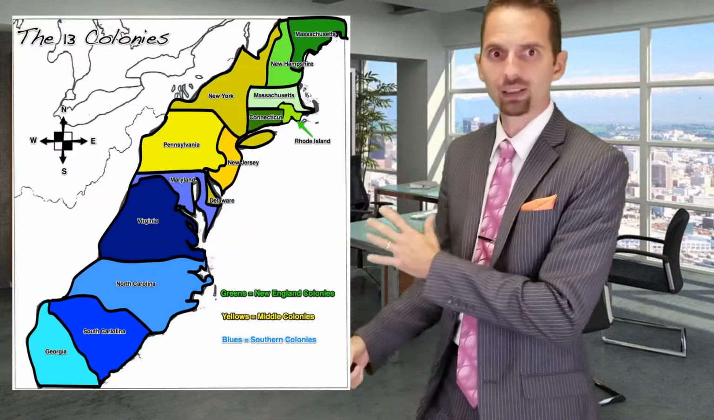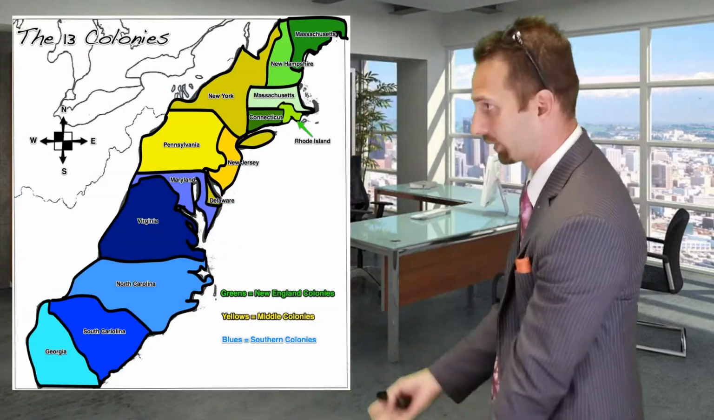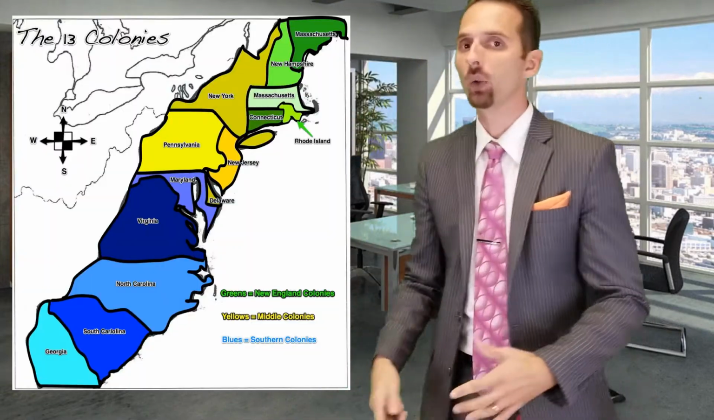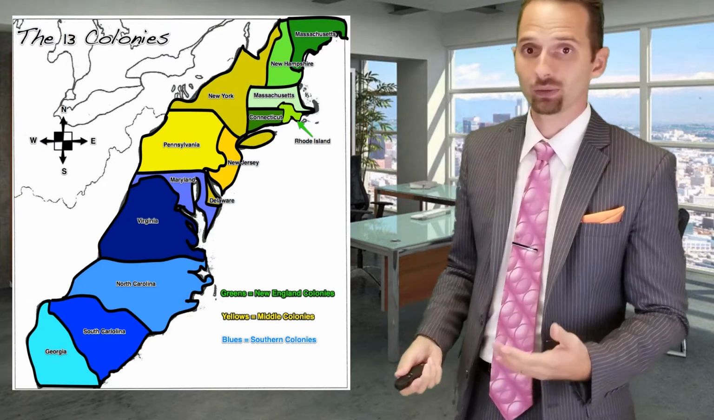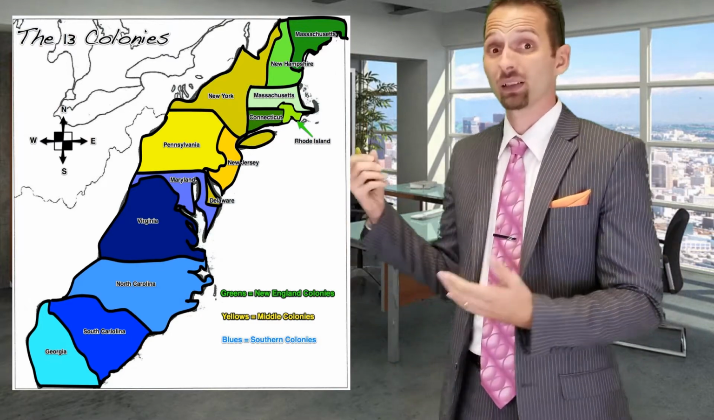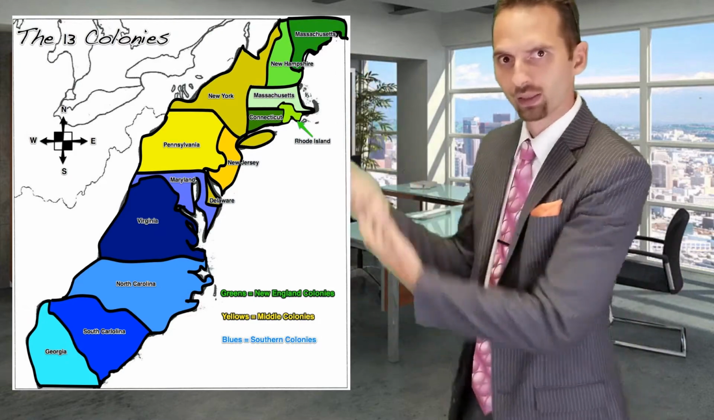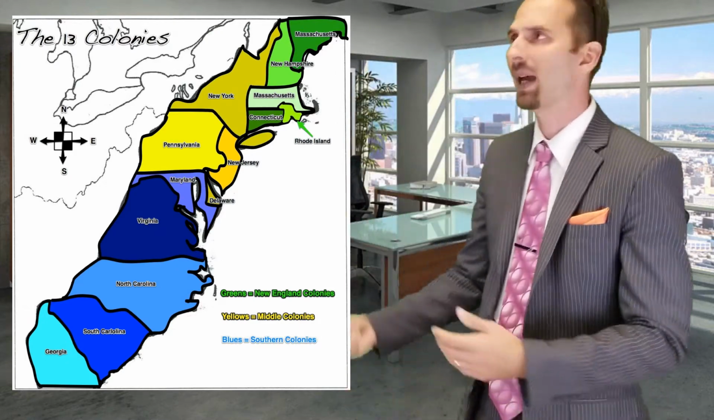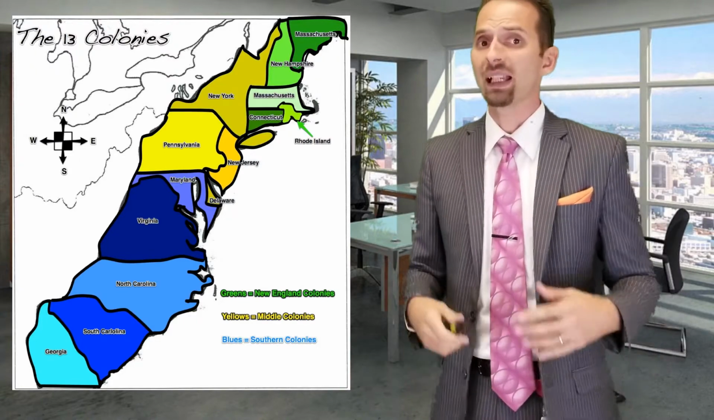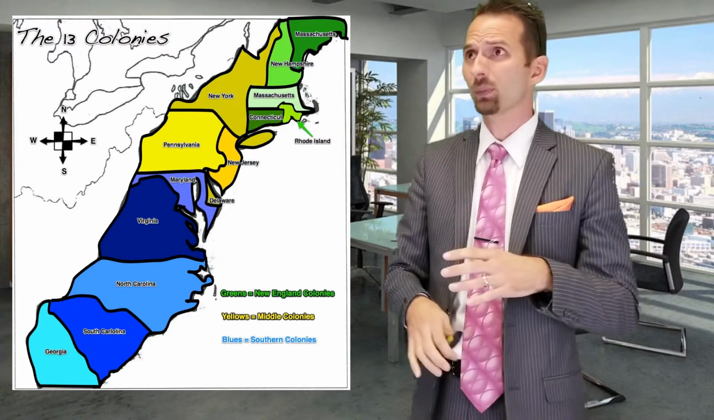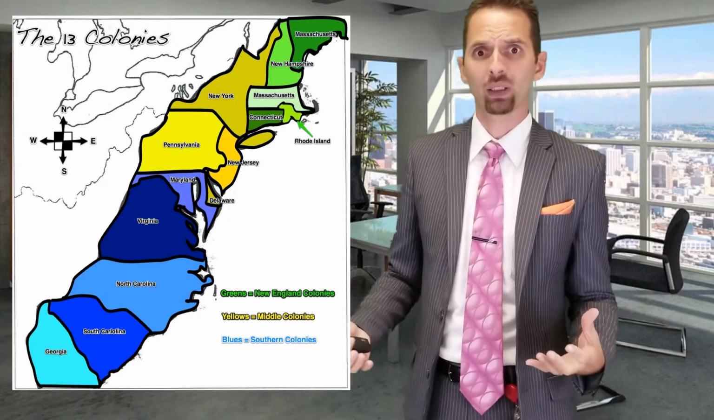Now, take a look right here. This is a map of all of the colonies. Yes, you see it? Notice that it's color-coded. You have the New England colonies, the Middle colonies, and the Southern colonies. So, let's get started with New England and work our way south. Okay? First, you have Massachusetts. Massachusetts is kind of the beginning of the New England colonies.